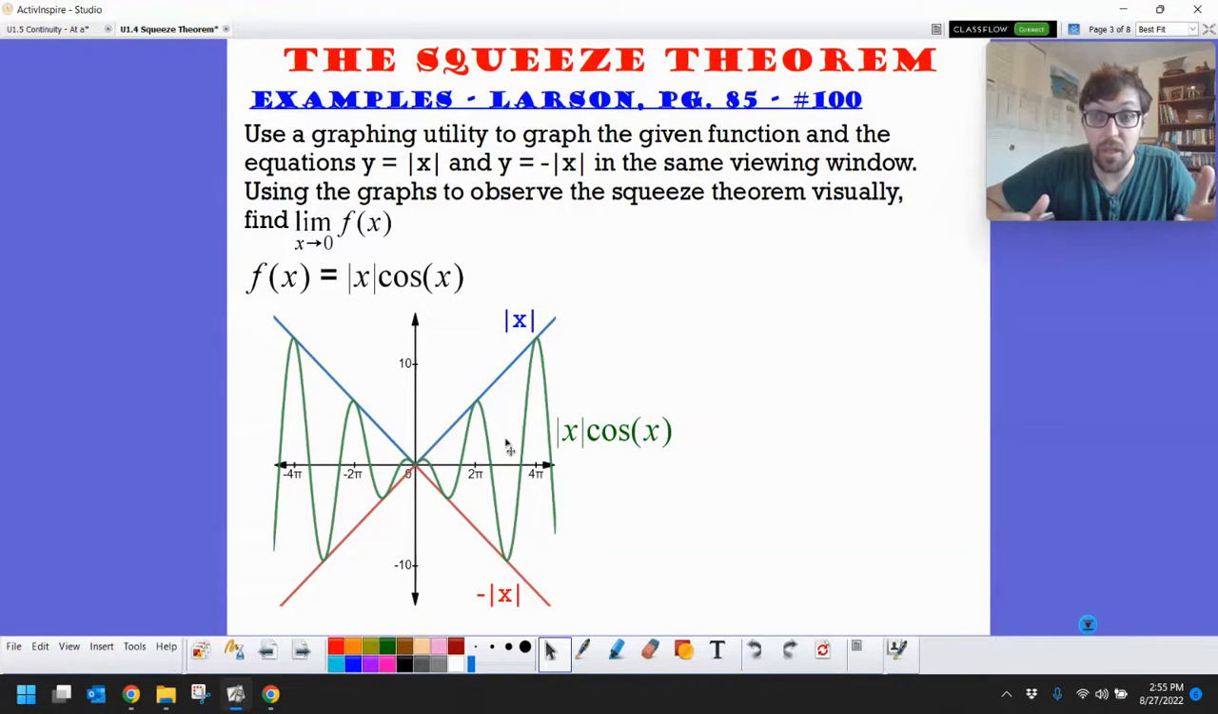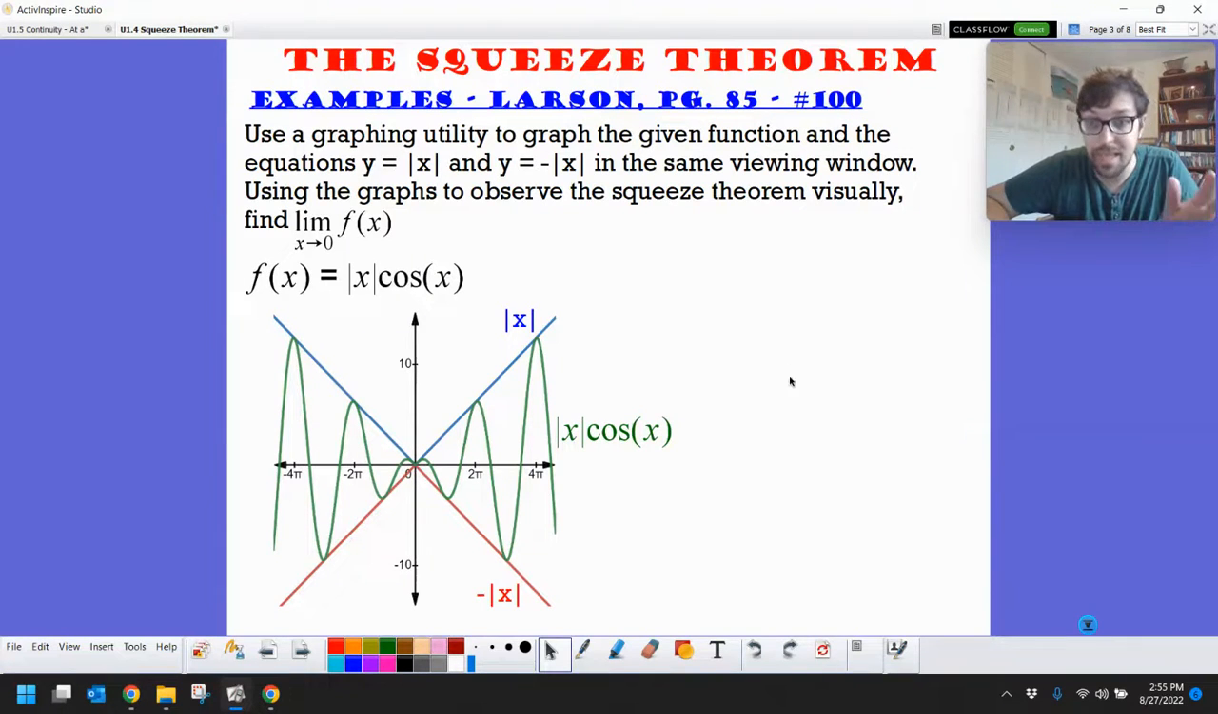Here's an example of when the squeeze theorem might be applied. I have the absolute value of cosine of x, which really just doesn't behave. It does all these wobbles. It's a really unpredictable function. However, it is stuck between these two very simple functions, the absolute value of x and the absolute value of negative x. You can see how it just touches those two, but never really goes outside of them.